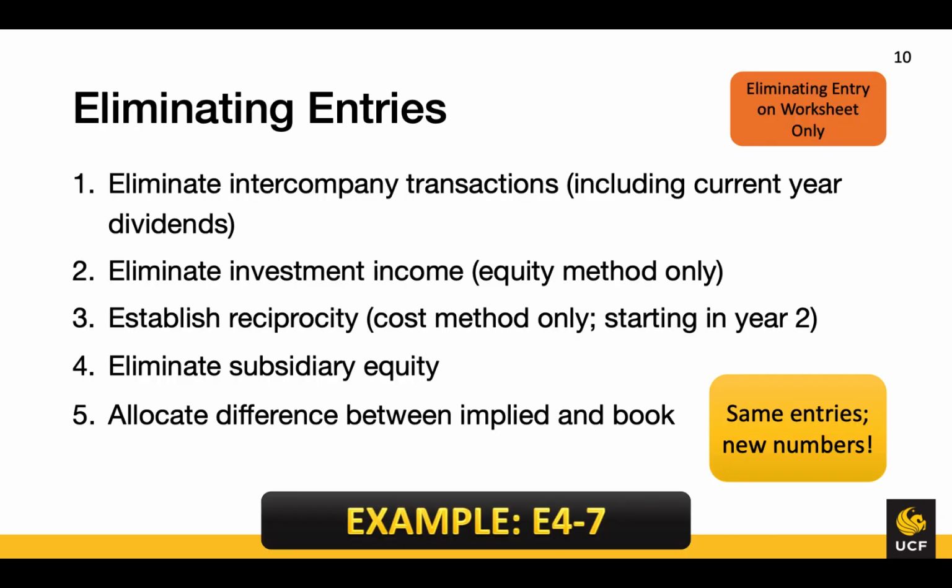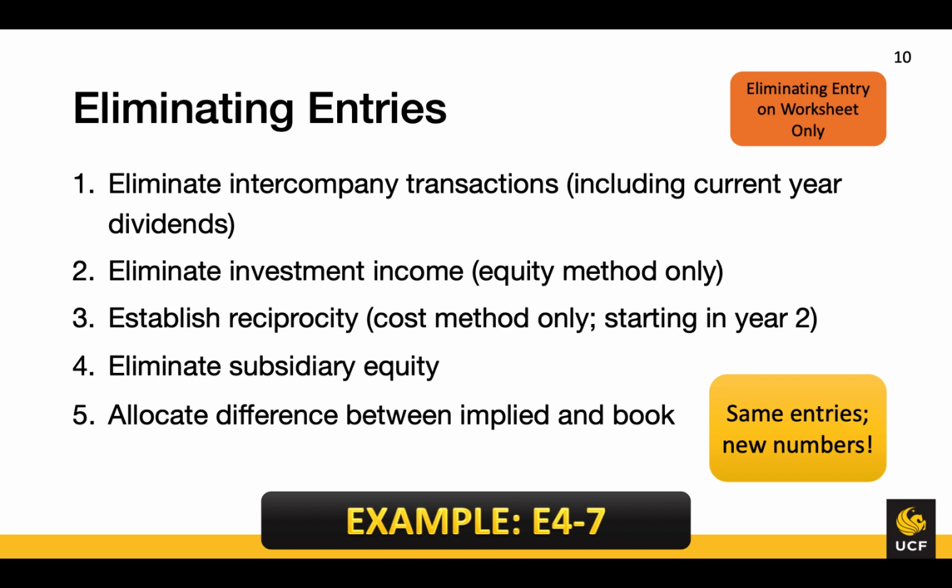So our eliminating entries for year 2 and beyond are going to follow the same 5 steps that we used for the first year. First step is going to be eliminating intercompany transactions, including any current year dividends. Then we're going to eliminate any investment income if the parent company used the equity method. That only applies to the equity method. Then for number 3, we're going to establish reciprocity. This is only for the cost method starting in year 2.